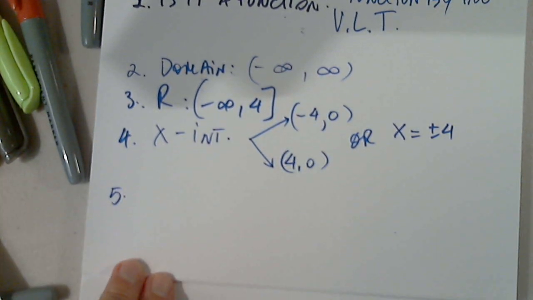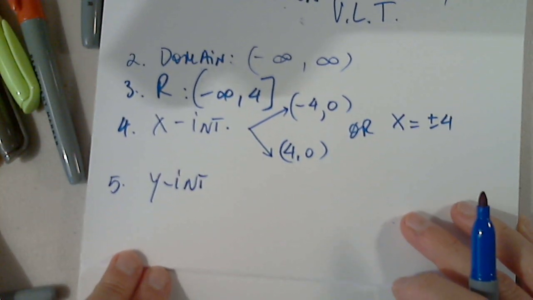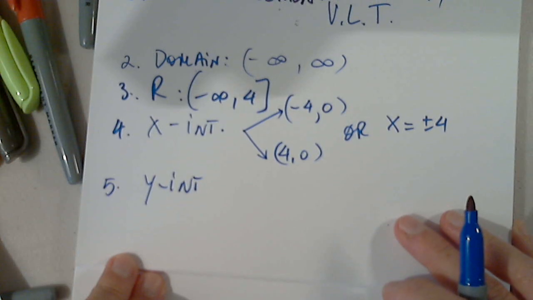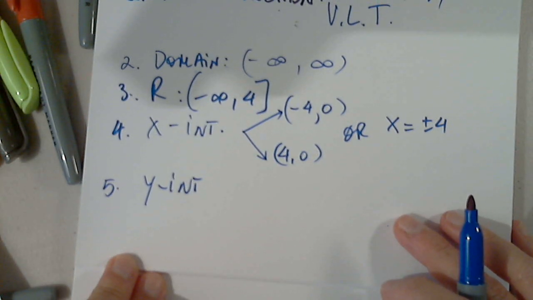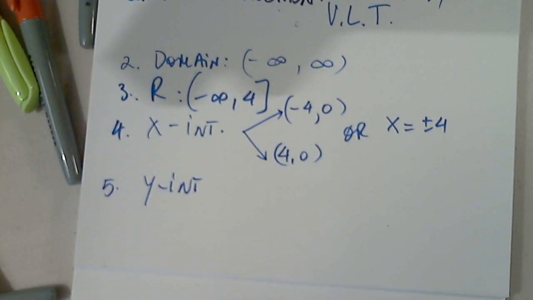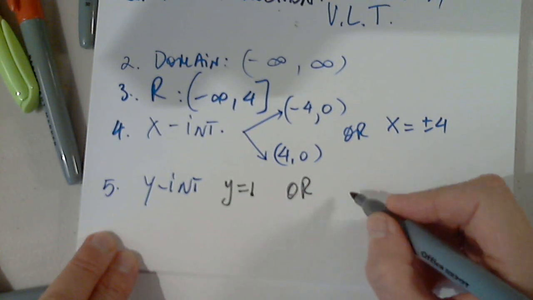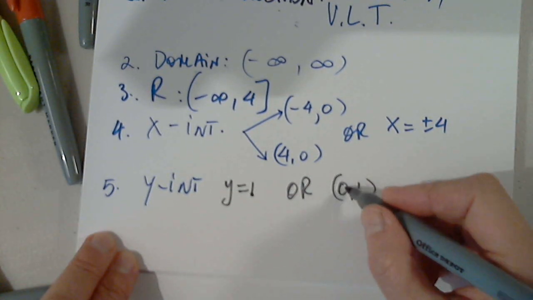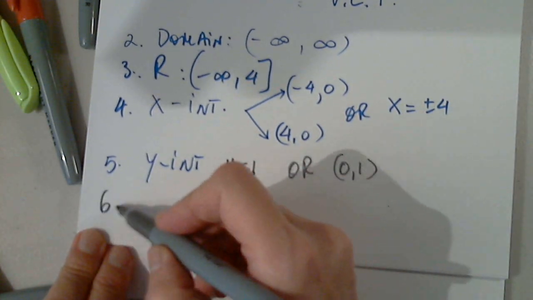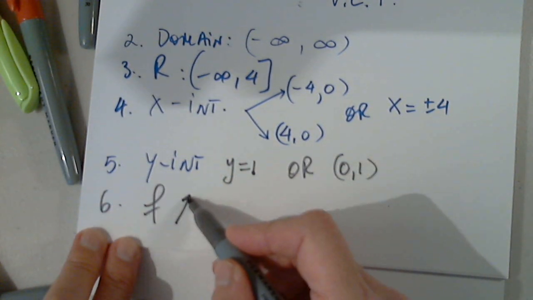5. All right. Y-intercept. What do you think for the y-intercept? Yes. So we either say y equals 1 or, which I prefer, 0, 1. 0 for x, 1 for y. Great job.